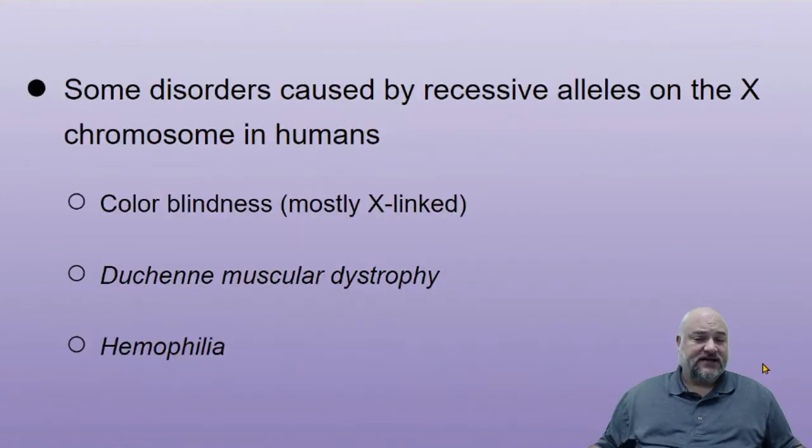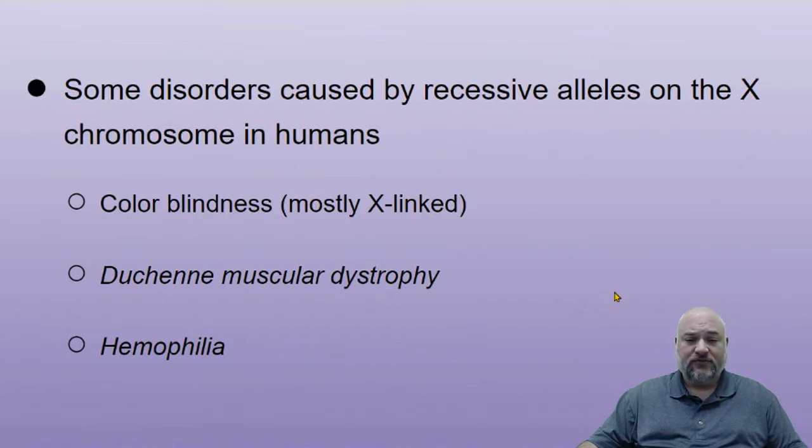Some disorders are caused by recessive alleles on the X chromosome in humans. Color blindness is mostly X-linked, we think, and that's a pretty common one, red-green color blindness. So if you have color blindness in your family, you're more likely to see it in the males than the females, because they only have to receive one recessive trait. And if you're a guy with color blindness, you definitely inherited it from your mother, not your father. Muscular dystrophy and hemophilia are also sex-linked disorders.